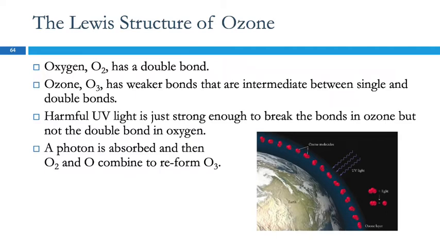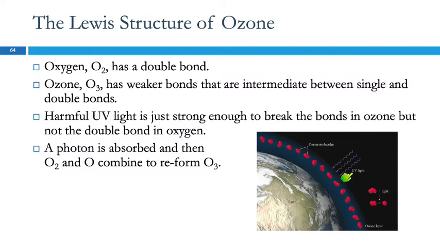And then how does ozone belong in metallic bonding? I don't know. But this is a little bit interesting. So oxygen has a double bond. Ozone has weaker bonds. Remember, there was that resonance hybrid, and so their bonds are more like 1.5 bonds. So a 1.5 bond is weaker than a double bond.